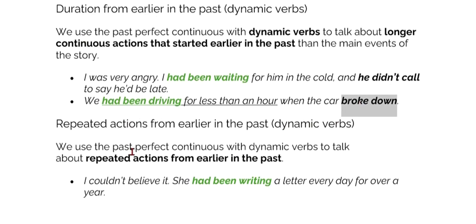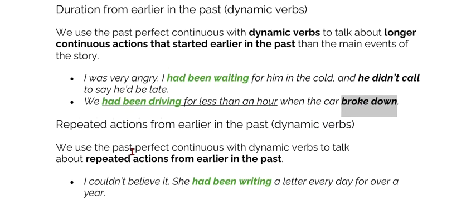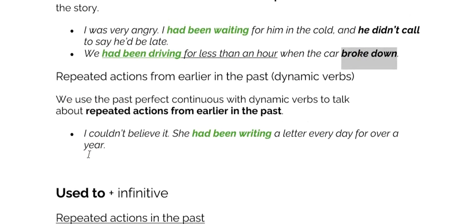So again, I repeat, we can use past perfect continuous to talk about the duration of an event in an earlier past time, or earlier than the main event.